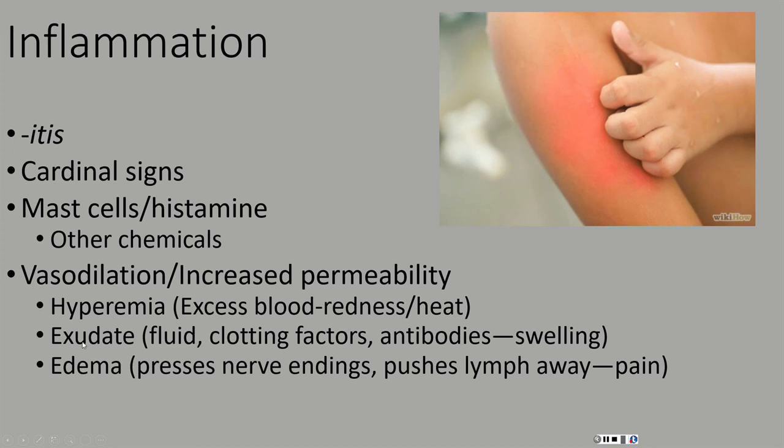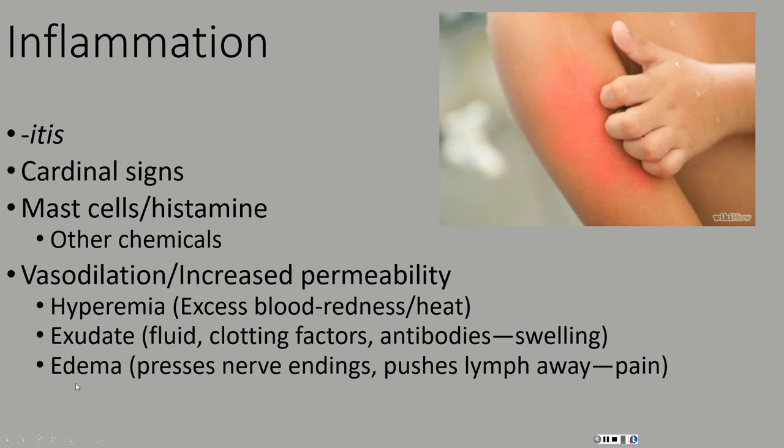Exudate. This is the liquid that's leaking out due to this increased permeability. Exudate is similar to plasma. It's liquid, it's got some clotting factors, it's got some antibodies in it. But as that exudate leaks out of the blood vessels, the tissue is going to swell. We get swelling, and swelling is called edema.